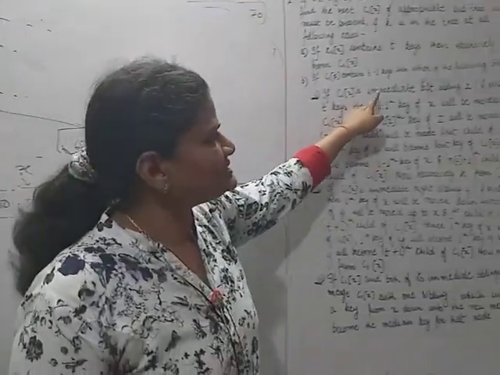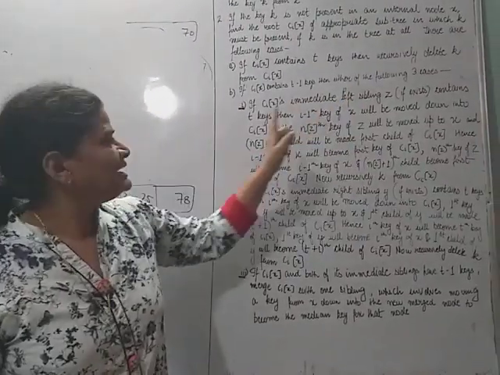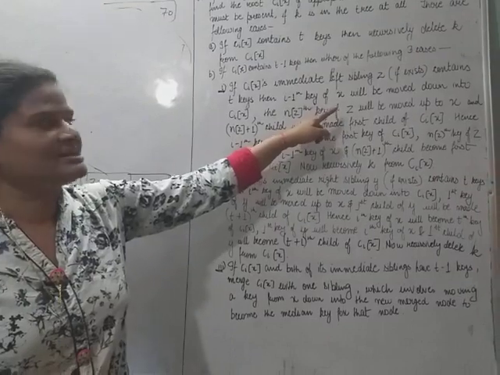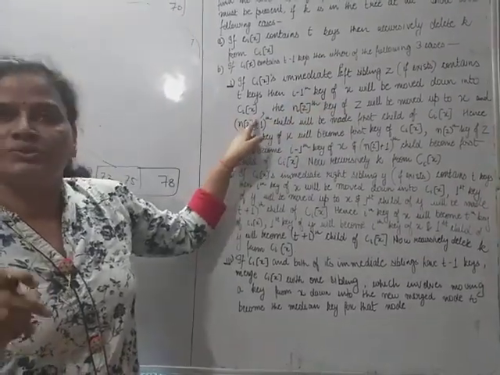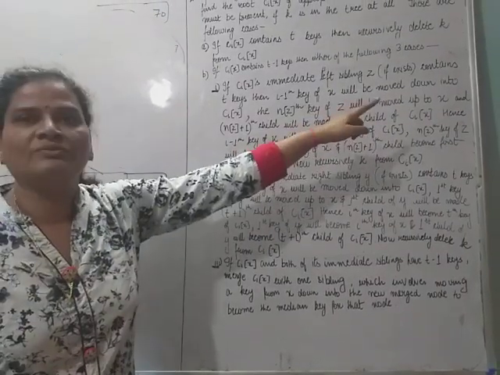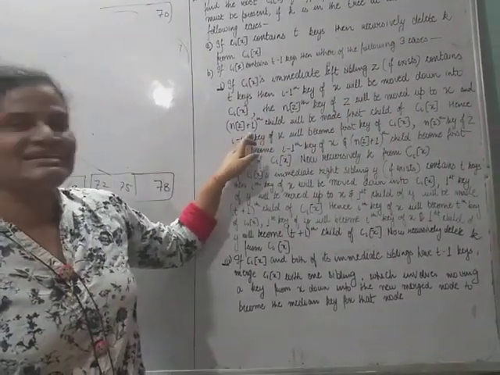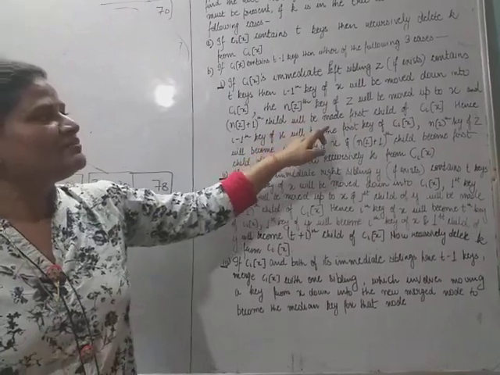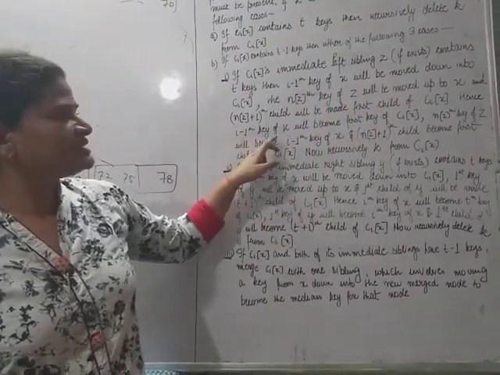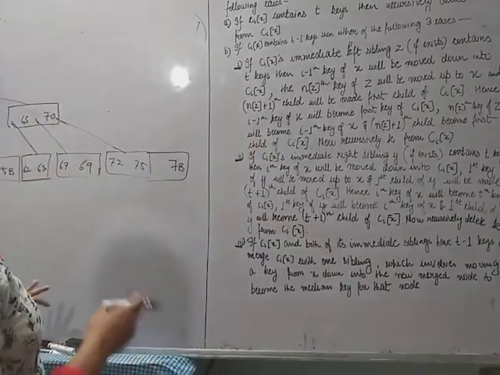So if CIX's immediate left sibling Z contains T keys, then the (i minus 1)th key of X will be moved down into CIX. The nZth key of Z will be moved up to X, and the (nZ plus 1)th child will become the first child of CIX, and then the (i minus 1)th key. Okay. Let's see one more case.